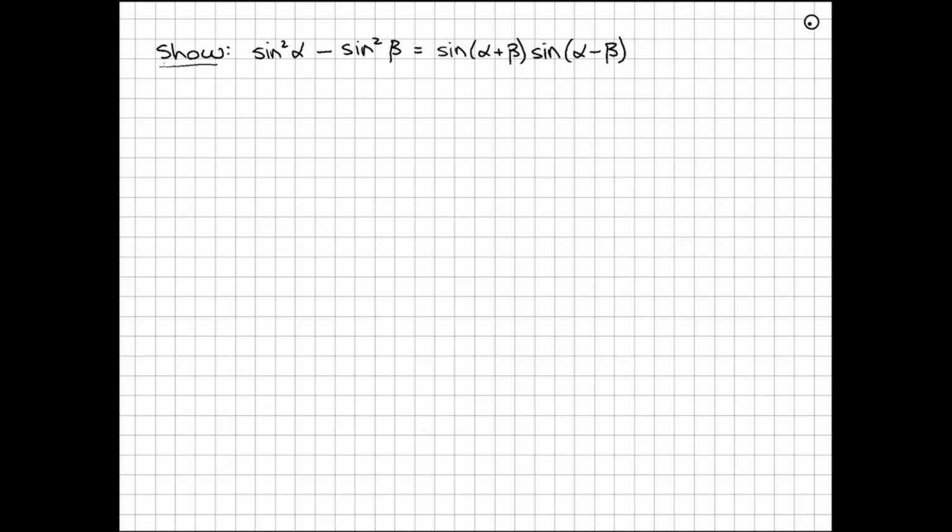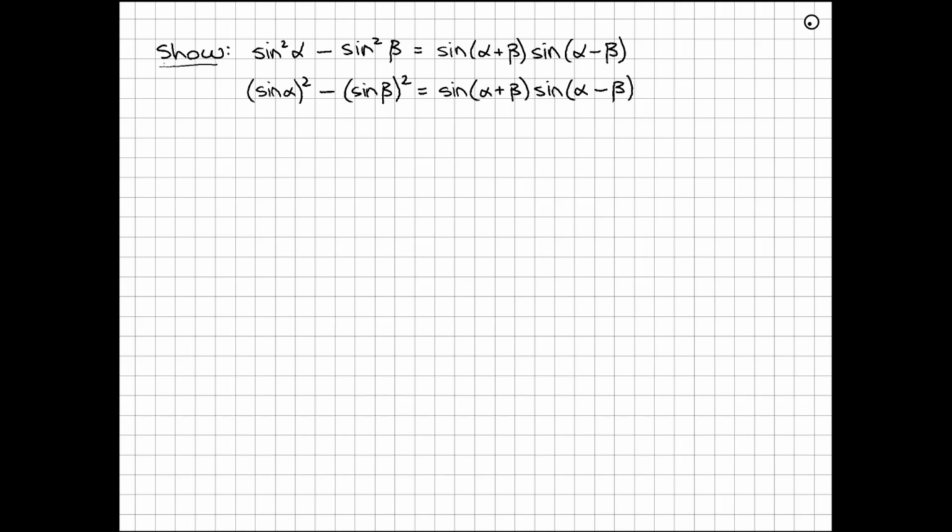To help make that clear, hopefully you're familiar with the notation sine squared alpha. That's basically just sine alpha squared. We take the sine of alpha and we square it. And it's the same for sine of beta. Sine squared beta is sine of beta squared. So we're being asked to show that that's sine alpha plus beta times sine of alpha minus beta.